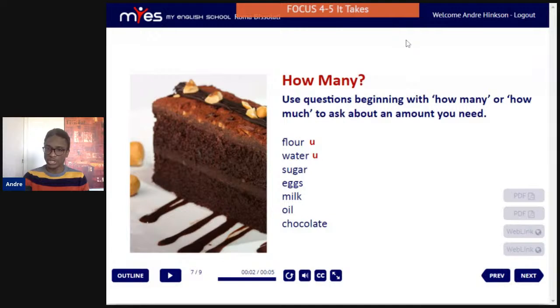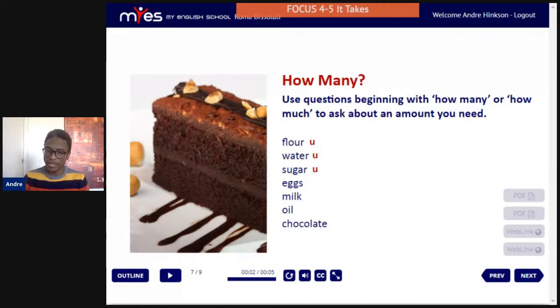Now let's look at sugar. We had a question before. Raffaele was correct: how much sugar? Sugar is uncountable as well, which means you can't count sugar. There are too many grains of sugar, too many crystals of sugar, so it's impossible to count sugar.